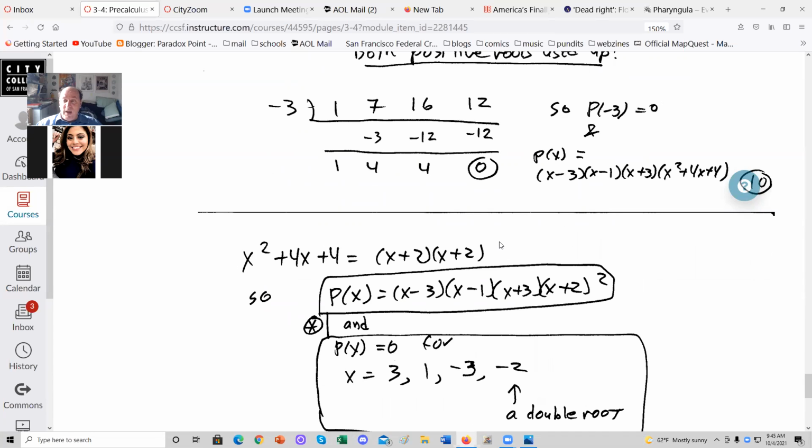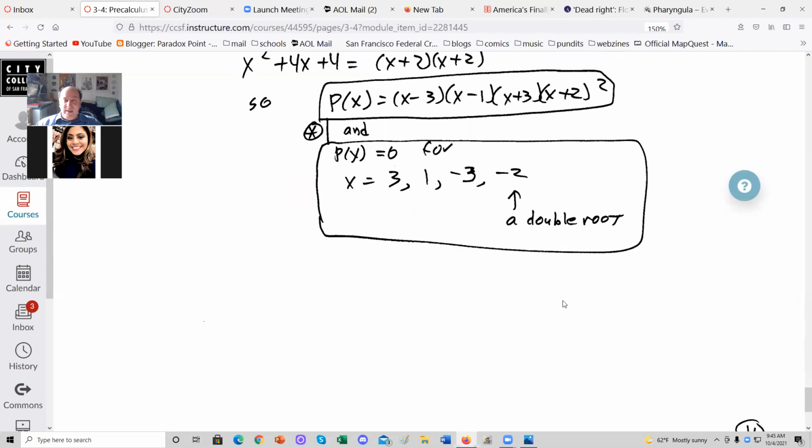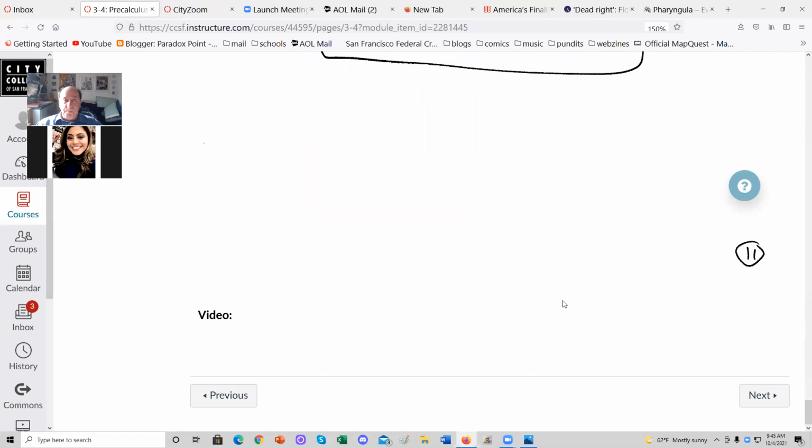So we're done. P of x is x minus 3 times x minus 1 times x plus 3 times x plus 2 squared. So the roots of P of x are when this is 0 at 3, or when this is 0 at 1, or when this is 0 at -3, or when this is 0 at -2, but because of the square, this is a double root, so to speak, twice. So those are all the roots of that polynomial. All right.